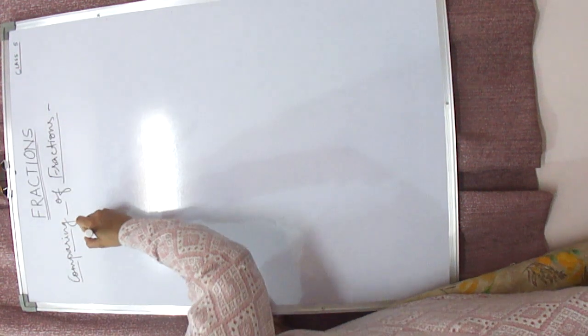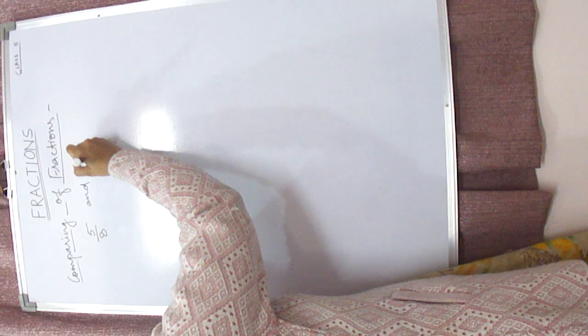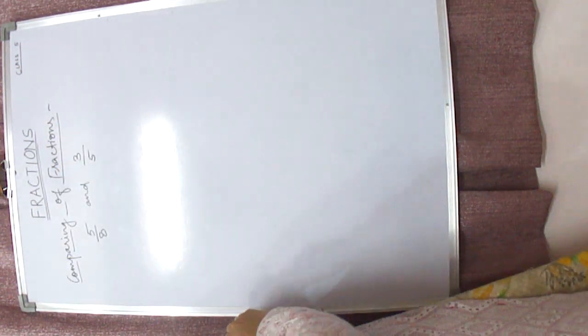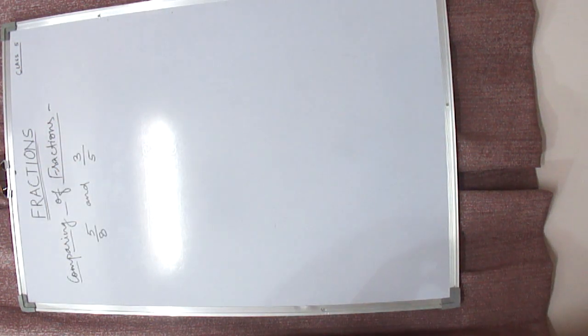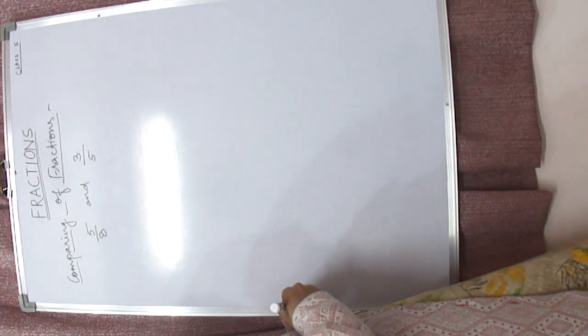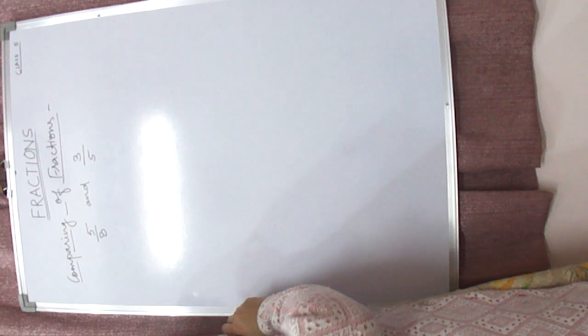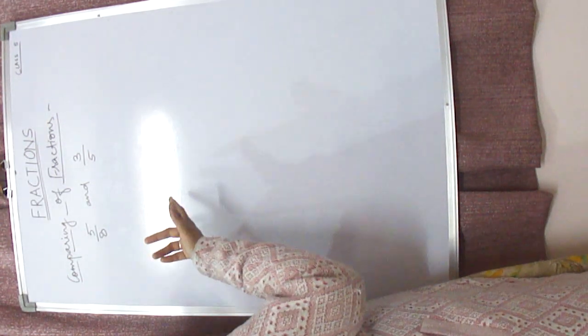Okay, so in the comparing of fractions, let us take two examples, 5 upon 8 and 3 upon 5. I have given you these two fractions and I am asking you which one is greater and which one is smaller. So how will you tell me which one is greater? Before moving on, we can see that they have different denominators. So we cannot tell which one is greater and which one is smaller.